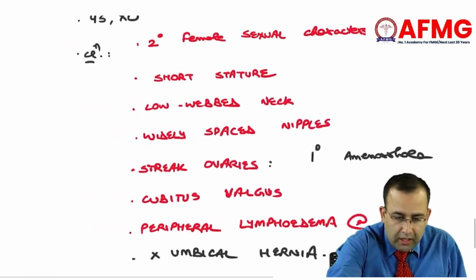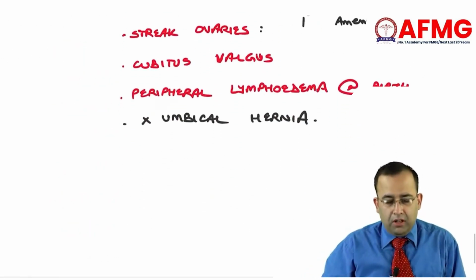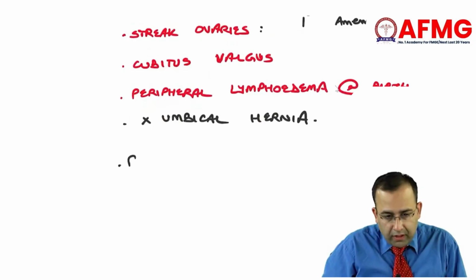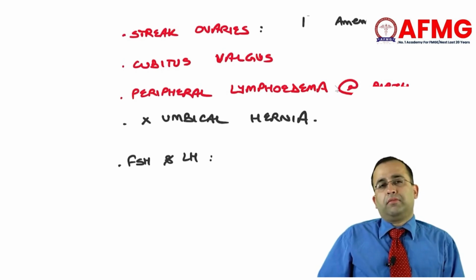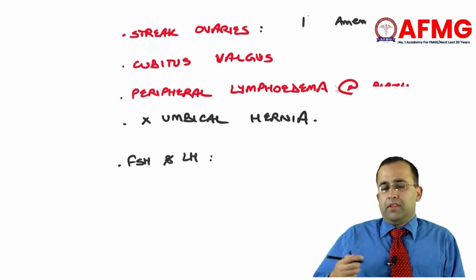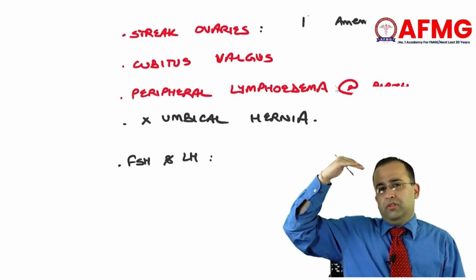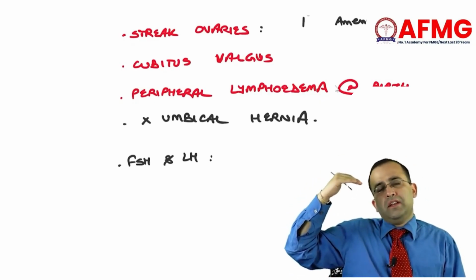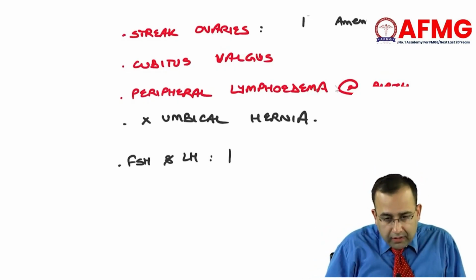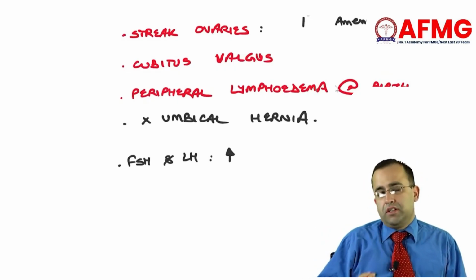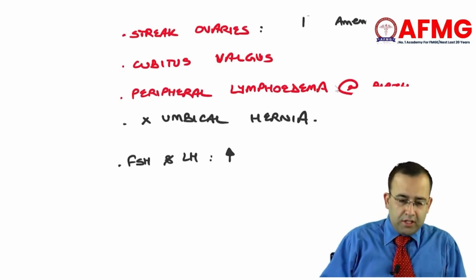Next point. In Turner syndrome, FSH and LH: low, normal, high? Look, there are streak ovaries. So the hypothalamic pituitary axis is trying to stimulate the ovaries, as a result of which FSH and LH is high. FSH and LH is high.